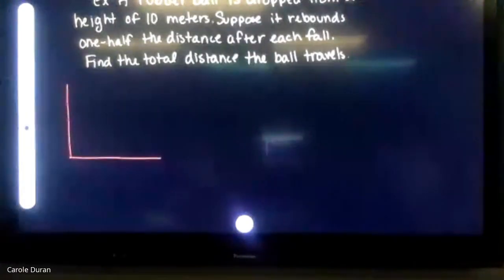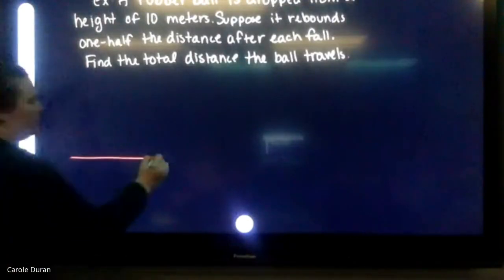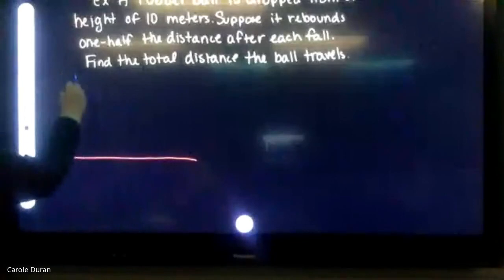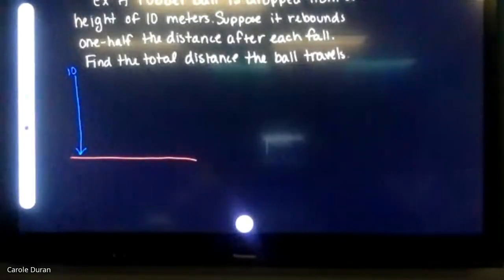So the first thing I'm going to do is draw a picture, just so we can kind of visualize what's happening with this ball. The first thing I know is that I dropped the ball from a height of 10 meters. So the initial travel distance was 10 from where I dropped it down to the ground. It says the ball rebounds at a specific ratio.